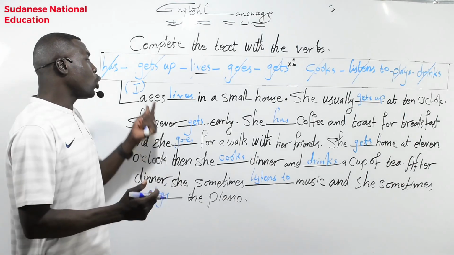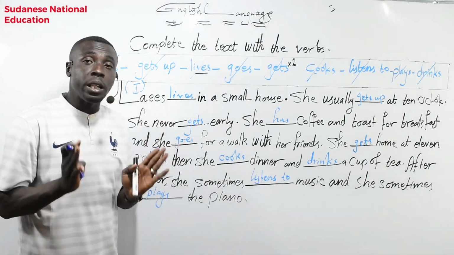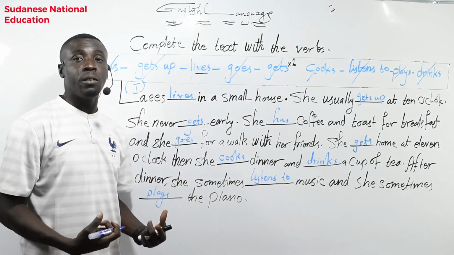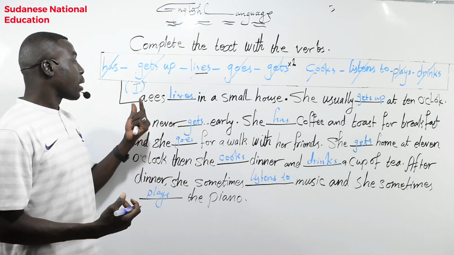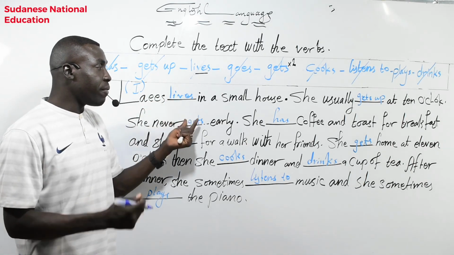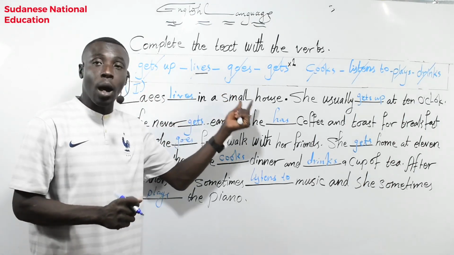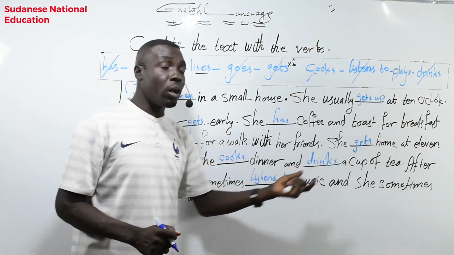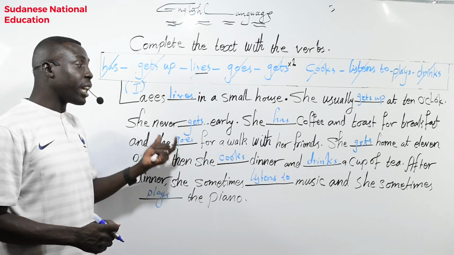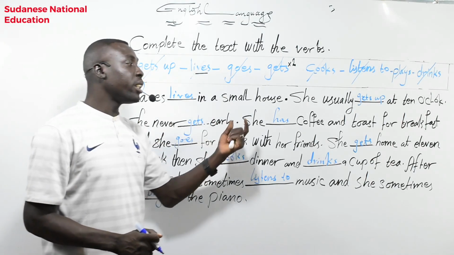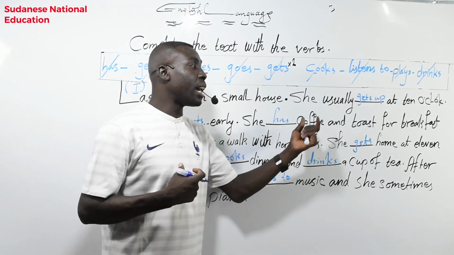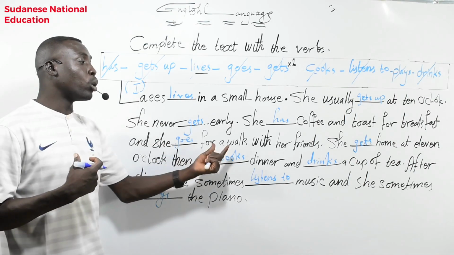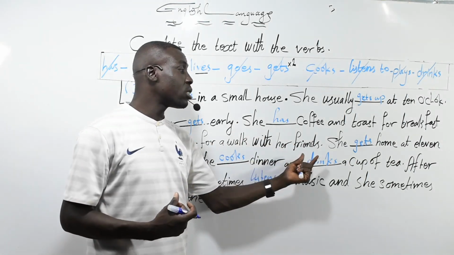For example, when we use the subject I, the verb never comes with s, so it comes in the infinitive. For example, I live in a small house. I usually get up at 10 o'clock. I never get up early. I have coffee and toast for breakfast. And I go for a walk with my friends.